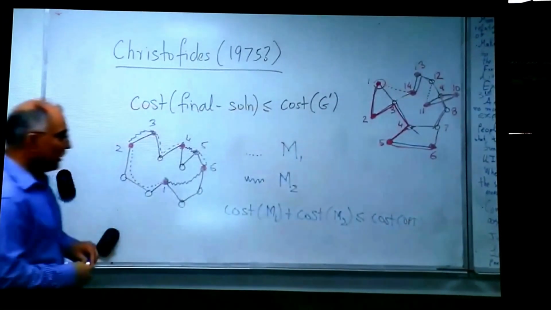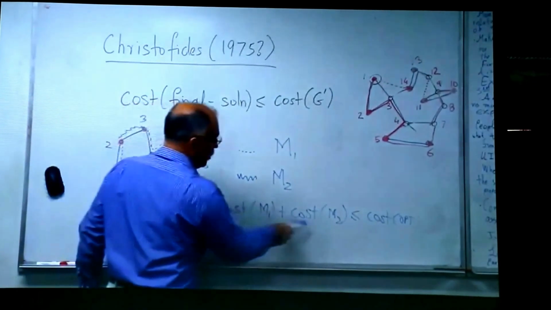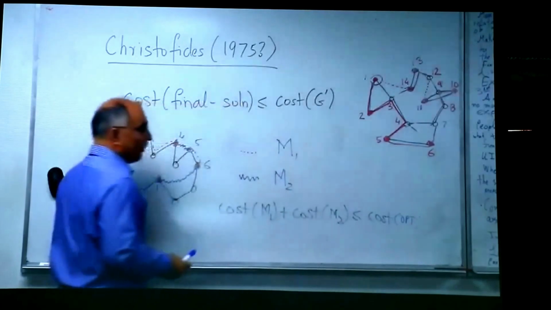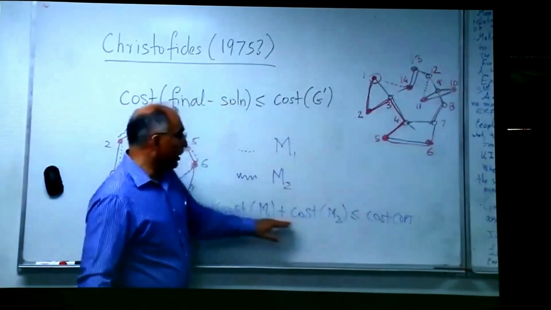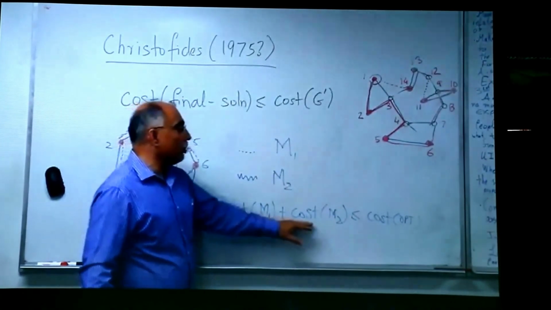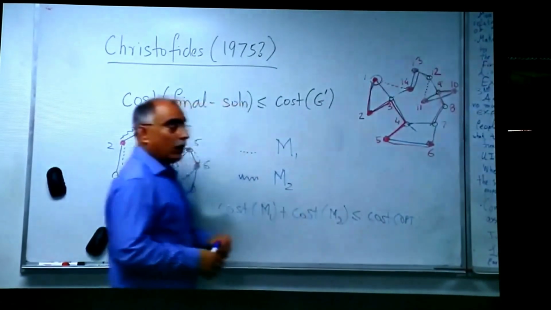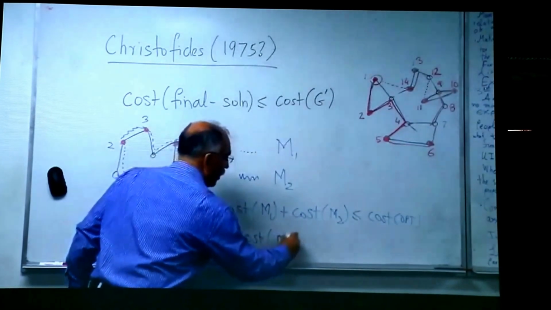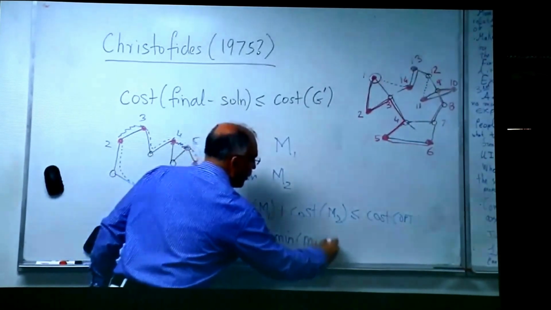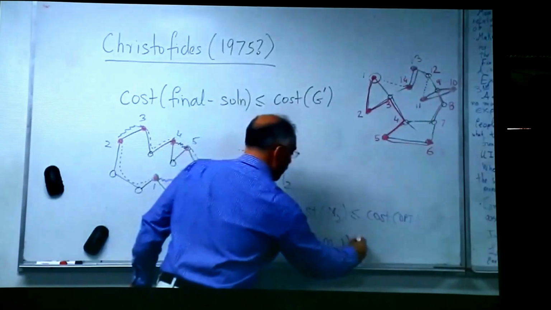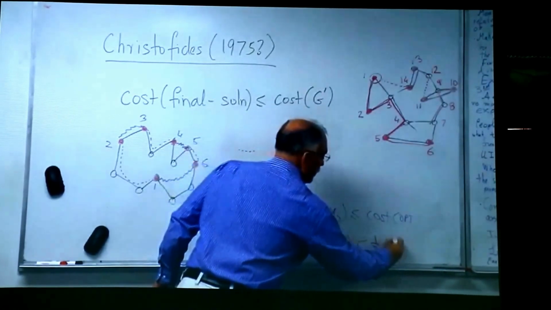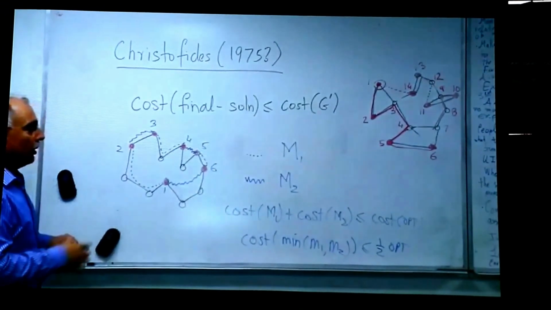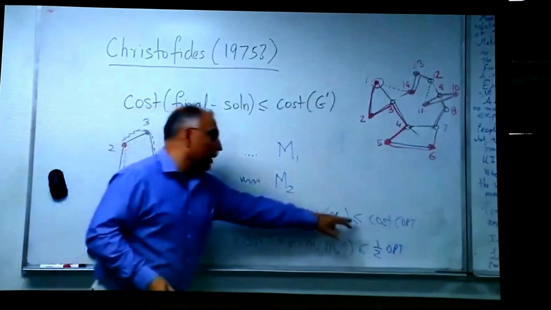So this tells us that because two of them put together is no more than the cost of opt, the cost of the cheaper matching between M1 and M2 cannot exceed 50% of the cost of opt. So namely, the cost of the minimum of M1, M2, I'm just writing M1, M2 to denote the cost, is no more than half opt, right? Because both of these simultaneously cannot exceed the cost of half opt, because otherwise this inequality will be violated.